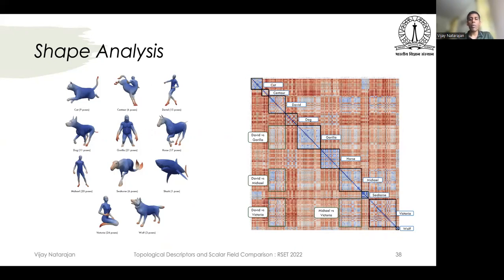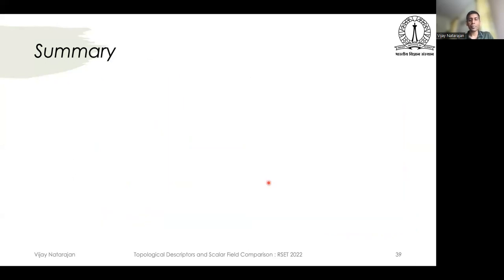So what we get on the diagonal after reordering the rows is collections of data sets that belong to the same category. For example, the dog and gorilla and so on. There are some off-diagonal blue regions which are also naturally similar because they correspond to, for example, here it's two different human sculptures. One is David and one's Michael.